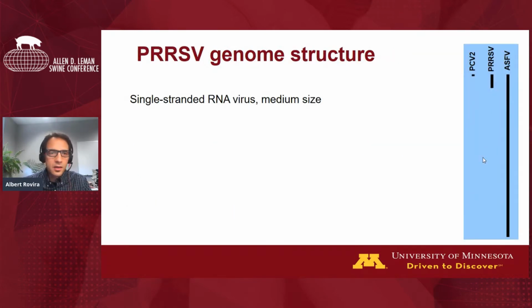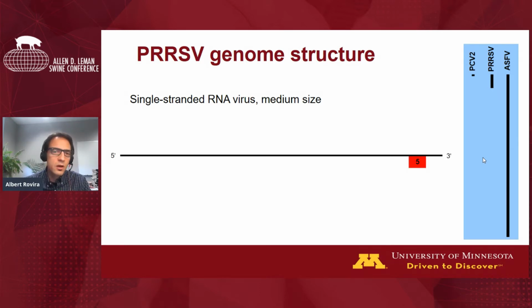So very quickly, let's review the PRRS genome structure. It's a single-stranded RNA virus. I call it here medium size, and on the right-hand side, you can see a comparison with PCV2 and ASF, viruses that we might be familiar with. And so you can see there the length of PRRS in that vertical line. PCV2 is about 10 times smaller, and African swine fever virus is about 10 times larger than PRRS. So that's why I said that it's about medium size.